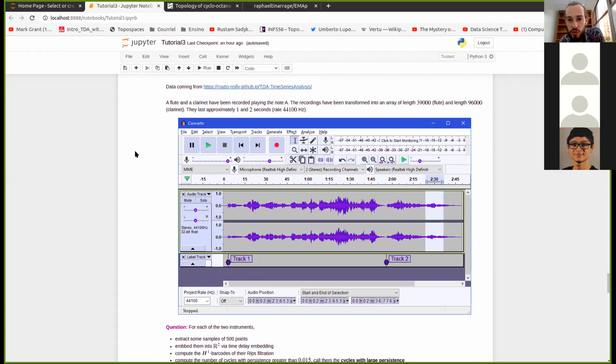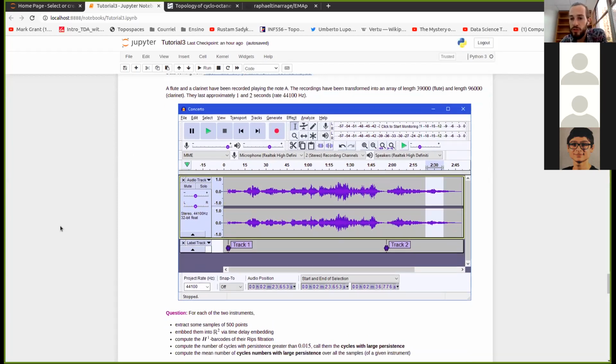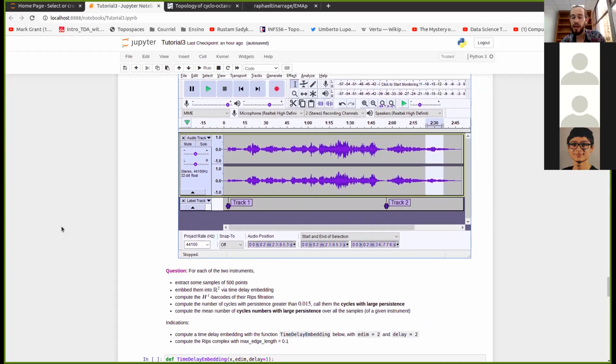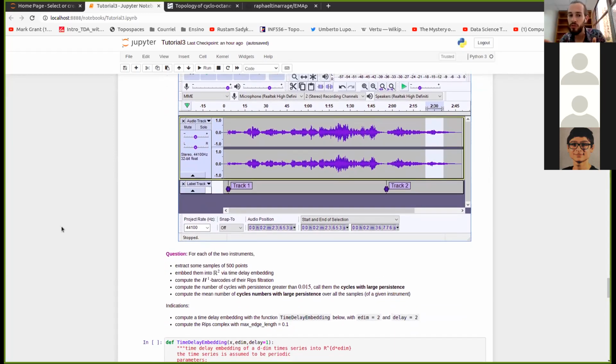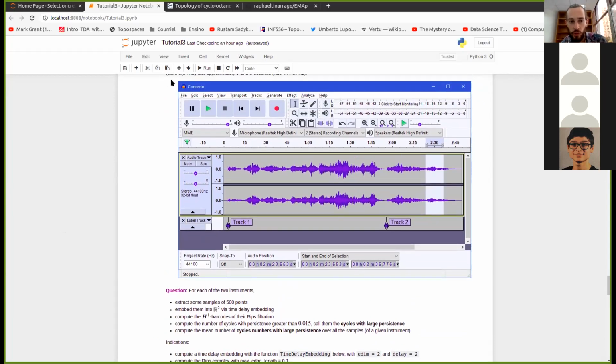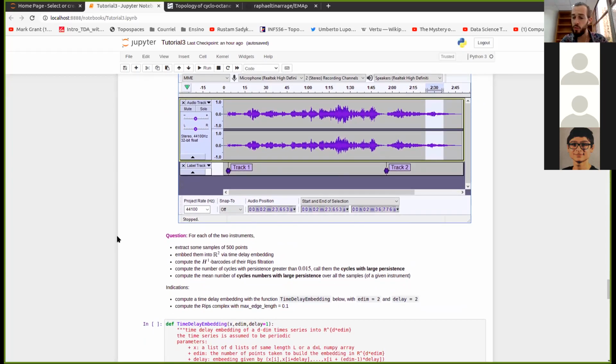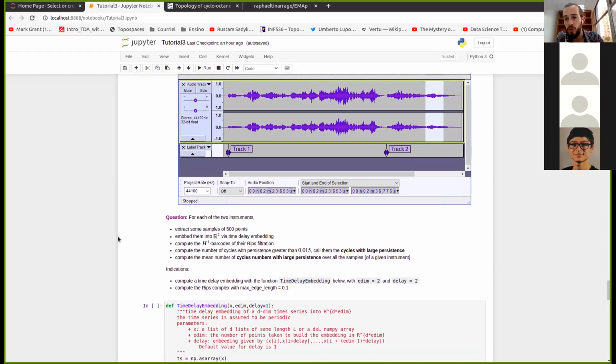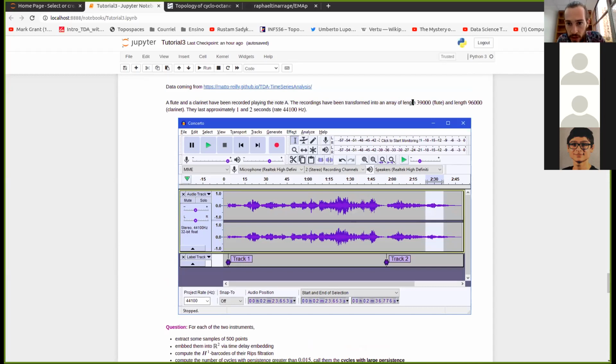So what he did is that he took recordings of a flute and a clarinet, and extracted the frequencies on this software. So at the end, what you obtain are two time series, right? A time series corresponding to the flute and one for the clarinet. The first one has this many points and the second one this many points.